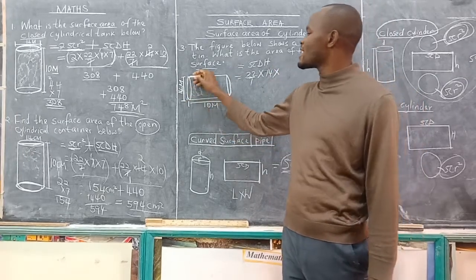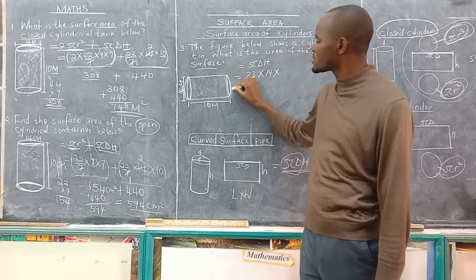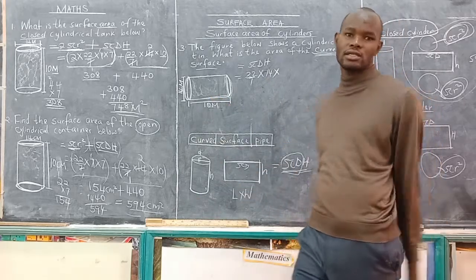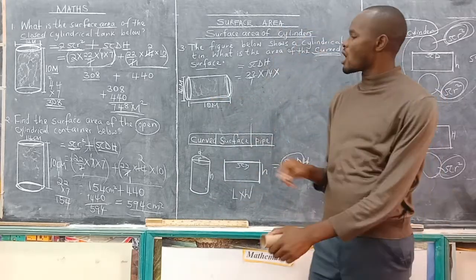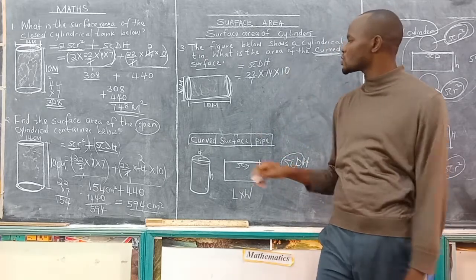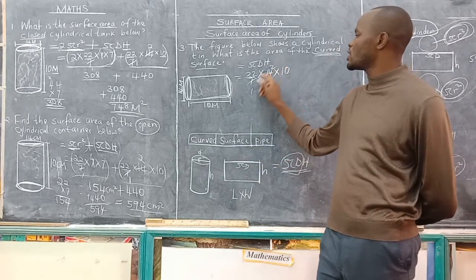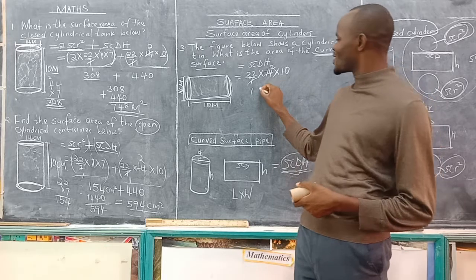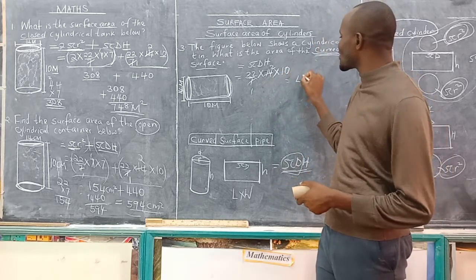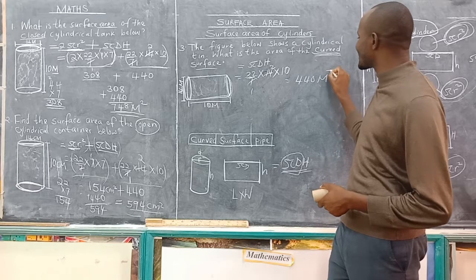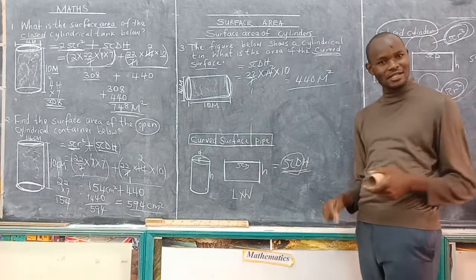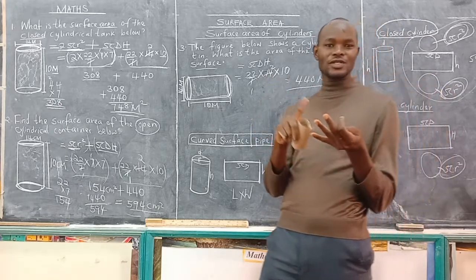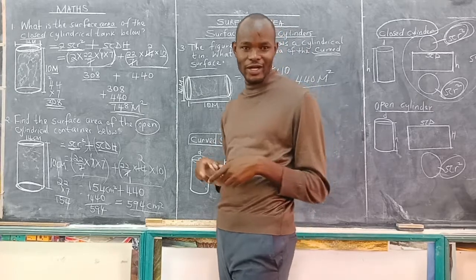What is the height? The height is the line joining the two circles, that is the height we are talking about. For example, you can't put this thing lying like that. It must stand like this. So the height is 10 meters. So you have 22 times 2, you have 44. 44 times 10, you have 440 meters squared. So you can see the difference between the surface area of an open cylinder and of a closed cylinder.